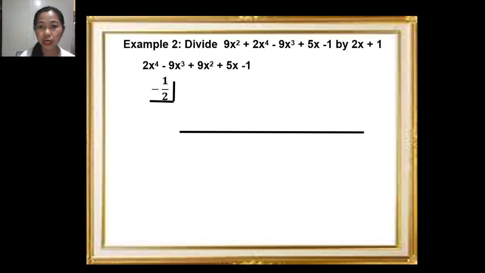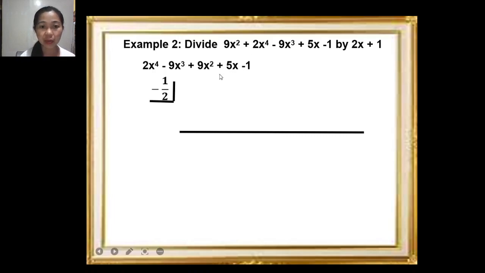2x raised to 4 minus 9x cubed plus 9x squared plus 5x minus 1. So, nakasulat na ng standard form, decreasing order na tayo. And then, tingnan natin kung may nawawalang term. We have fourth degree, third degree, second degree, first degree, 0 degree. So, kompleto naman. Wala tayong i-replace ng 0.